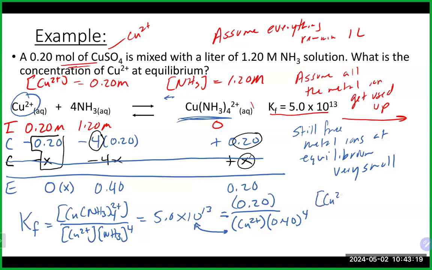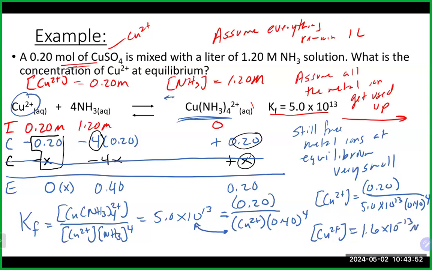and that gives us that the copper 2 concentration will equal 0.2 divided by 5 times 10 to the 13 and our 0.4 to the 4th in that case. So if we do all that, 0.2 divided by 0.4 to the 4th and divided by 5 to the 13, that's going to give us a copper 2 concentration that is freely floating of a whopping 1.6 times 10 to the minus 13 molar.